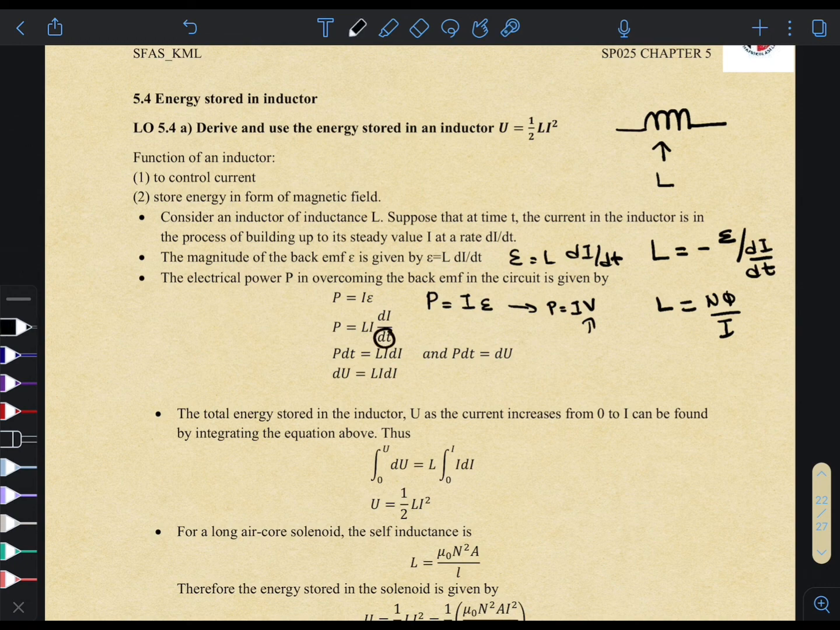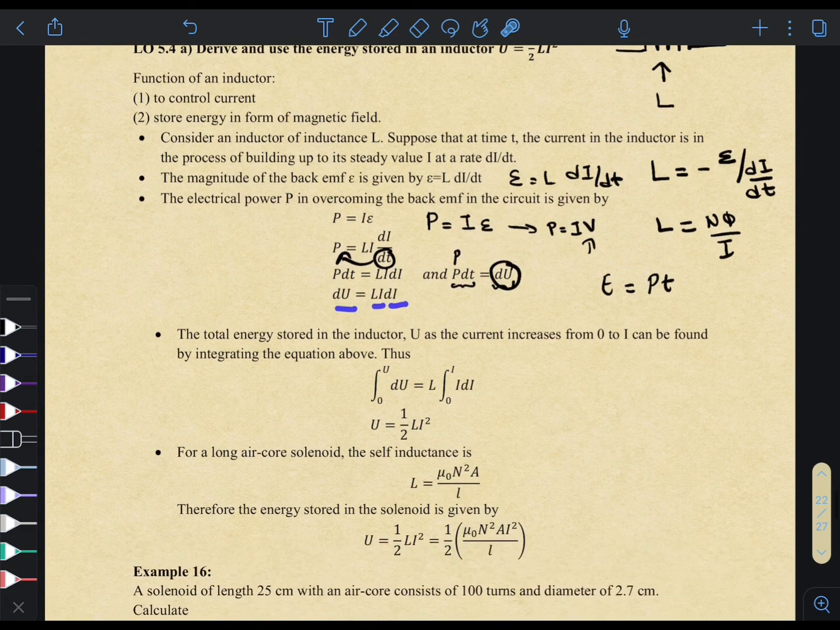And then you bring the dt to the left hand side. You will get P dt equals Li di, and P dt is dU. Power multiplied by time will give you energy, because we have the general equation that energy is power multiplied by time. So we have the change in the energy with respect to the change in time here. So we get P multiplied by dt equals dU. So dU equals Li di.